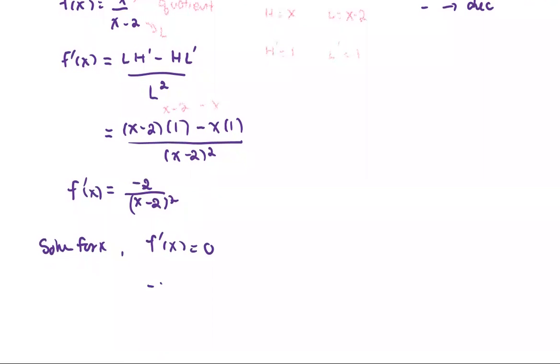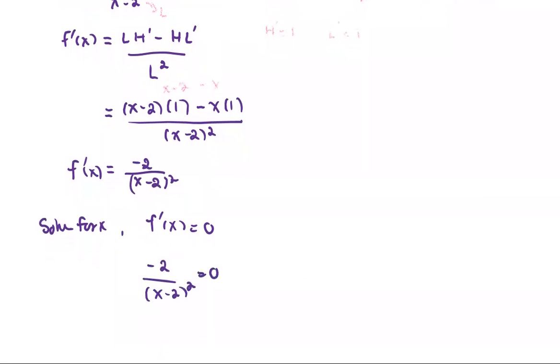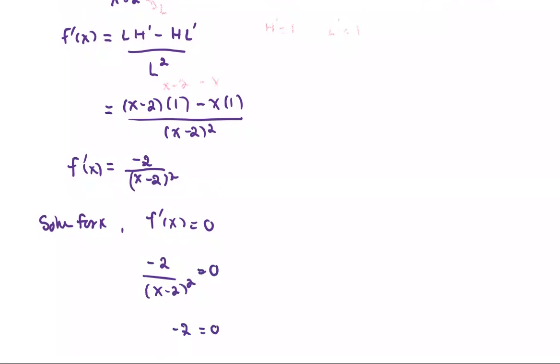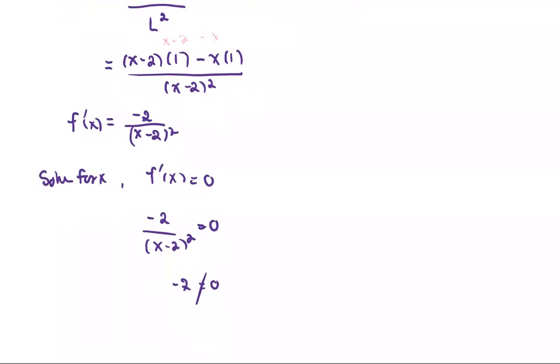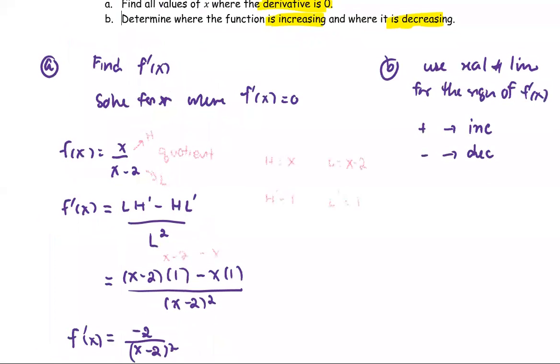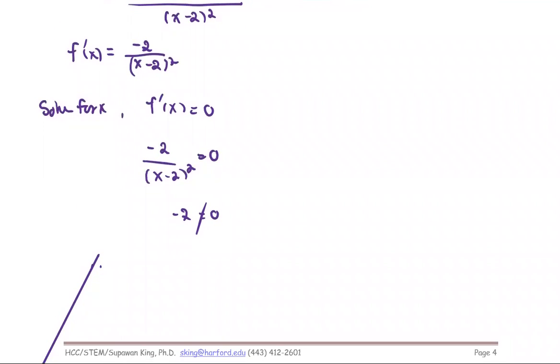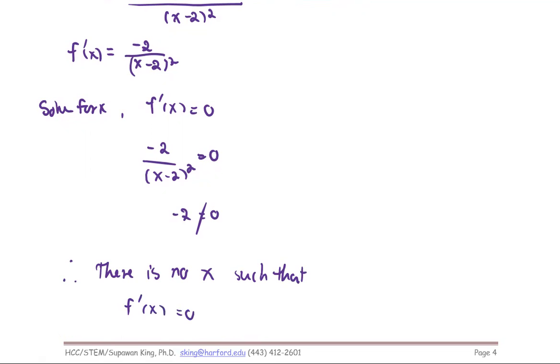With the expression we have, negative 2 divided by the quantity x minus 2 squared equals 0. When you cross multiply, it becomes negative 2 equals 0, which is not true. Therefore, for this problem, there is no x such that the f prime of x equals 0. So the graph will not provide you any point where a horizontal tangent occurs.